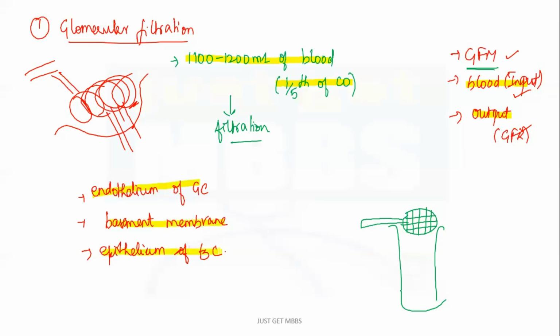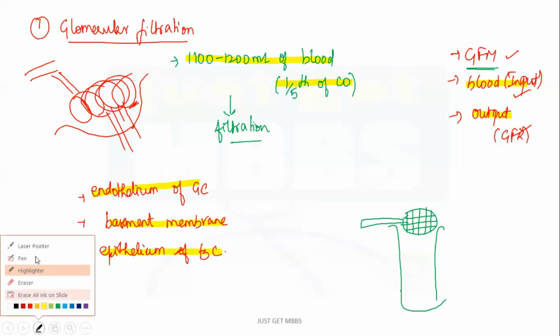You need to compare this with the respiratory membrane, wherein we will have the epithelium of alveoli first, then the basement membrane, and then the endothelium. So there it is going to be different. Here it is the endothelium first, followed by the epithelium at the last. So what you should know here is the epithelium of Bowman's capsule.